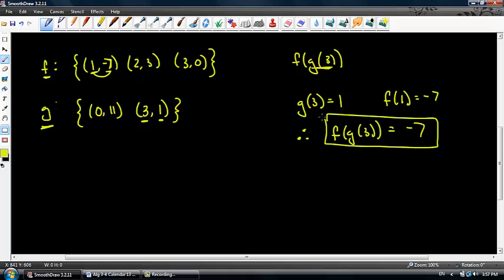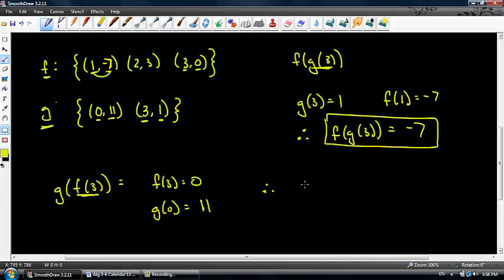In some ways, the chart is actually much, much easier to deal with. Let's take a look at the reverse. Let's take a look at g of f of 3. Let's see what happens now. Well, f of 3 here gives me 0. So f of 3 is 0. And then g of 0, well, g of 0 is 11. So we can say that g of f of 3 is equal to 11.